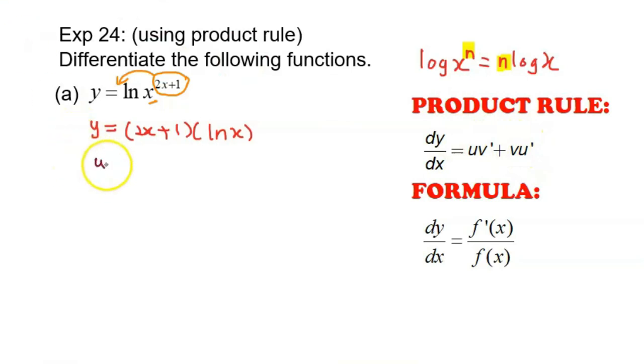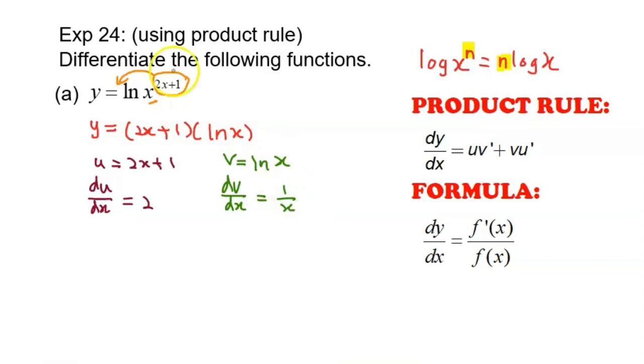First, let u equal 2x plus 1. Then, let v equal ln x. Differentiate u with respect to x equals 2. Differentiate v with respect to x equals 1 over x. dy over dx equals u v prime plus v u prime.